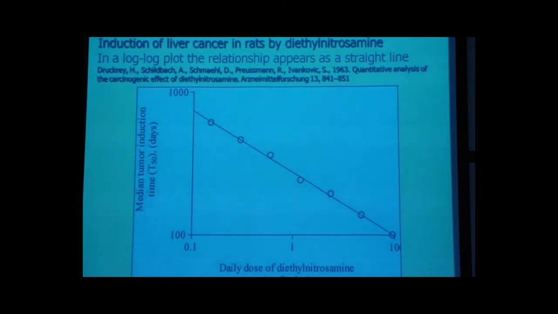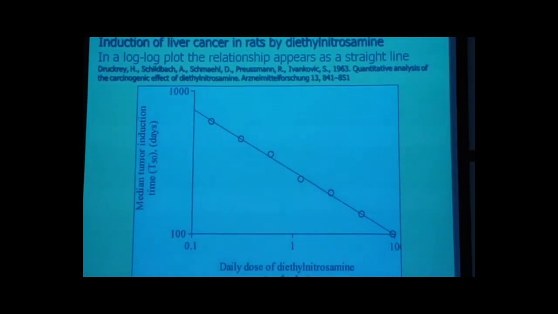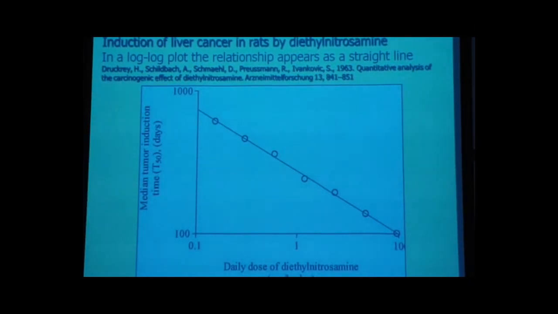15 years later, Druckrey and his co-workers showed, in 1963, a reinforcement of an effect in a liver carcinogenicity study in rats with diethylnitrosamine. In a log-log plot, so a plot on logarithmic coordinates, the relationship between the daily dose of diethylnitrosamine and the median tumor induction time was a straight line.